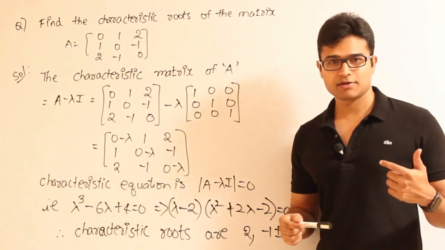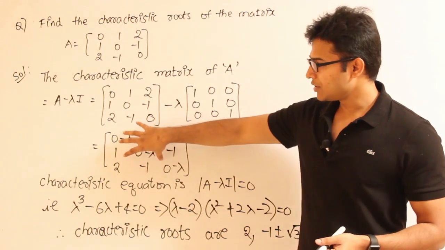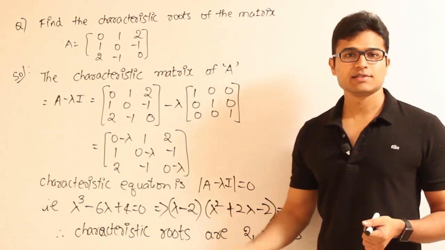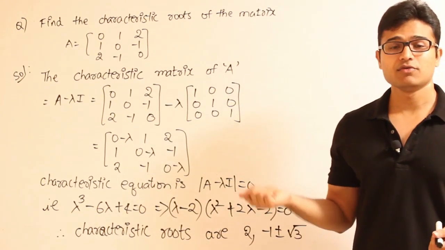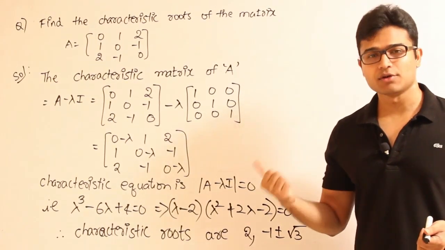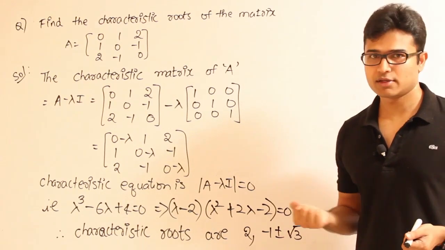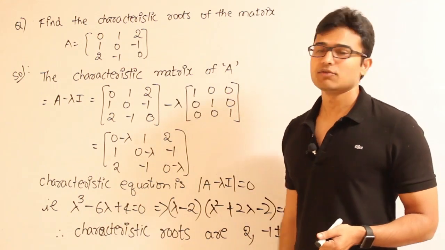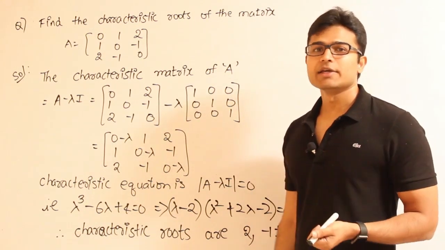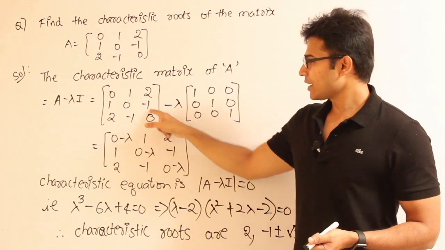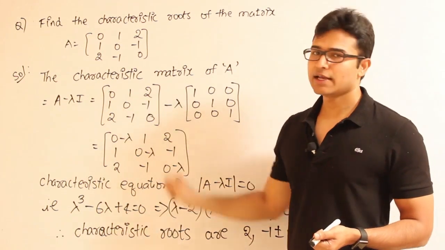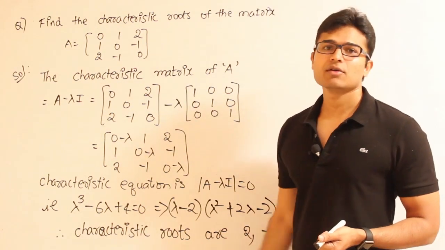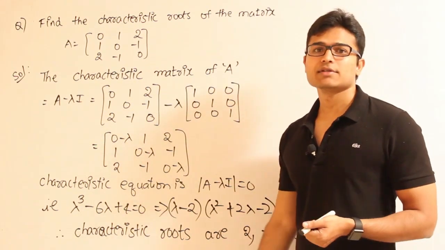What is the characteristic equation? We have to find the determinant of this, and then equate it to 0. That is the characteristic equation. Now if you solve it, we are going to get the characteristic roots or the eigenvalues. That is what they ask. Before going ahead, if you want a shortcut, simply take the diagonal elements, and from the diagonal elements you write minus lambda. That will give you the characteristic matrix, and if you find the determinant of that, it is going to give you the characteristic equation.